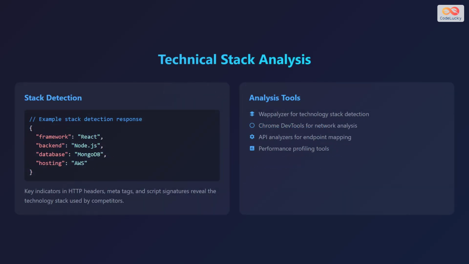Now, let's explore the technical stack analysis. Here's an example stack detection response in the form of JSON. The framework is React, the backend is Node.js, the database is MongoDB, and the hosting is AWS. Key indicators in HTTP headers, meta tags, and script signatures reveal the technology stack used by competitors. Here are the analysis tools for stack detection: Wappalyzer, Chrome DevTools, API analyzers, and performance profiling tools.